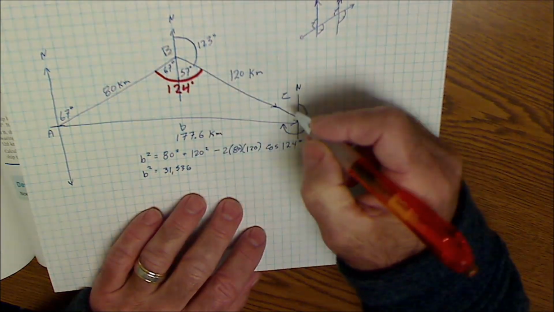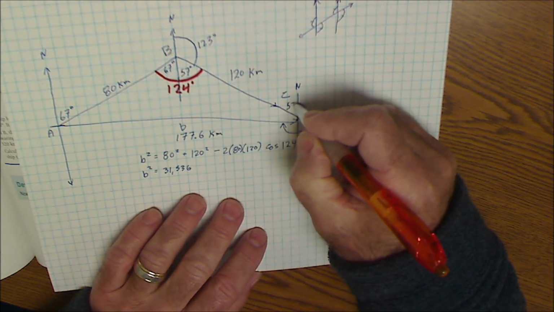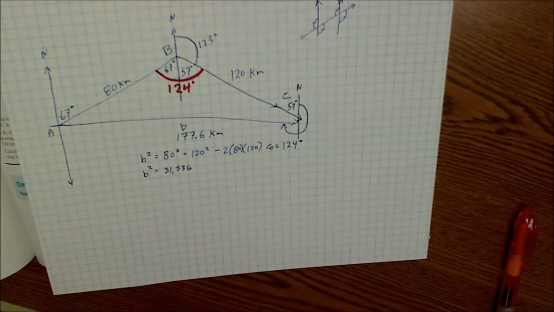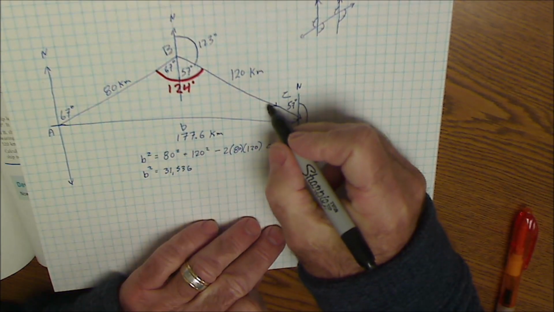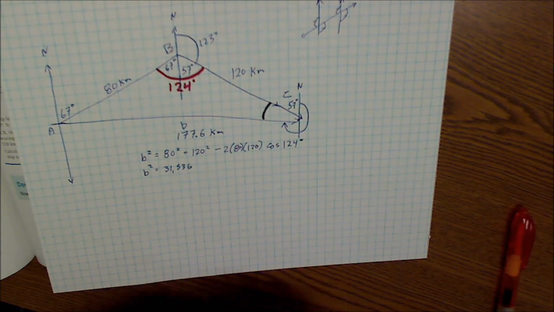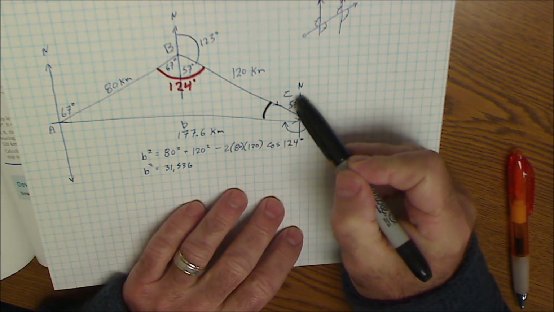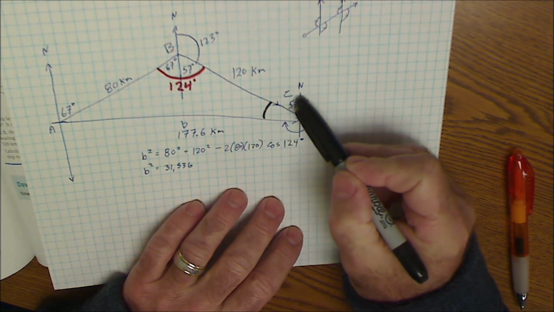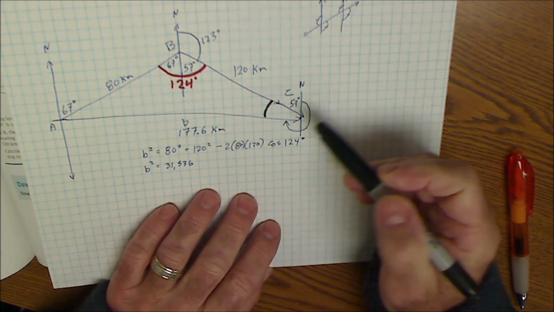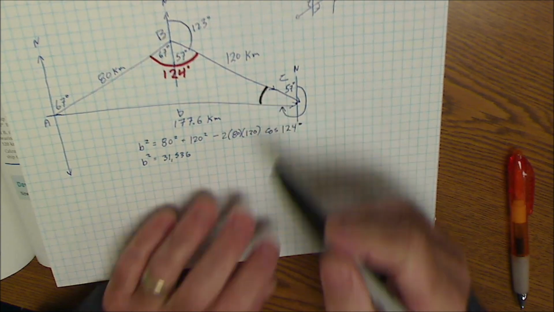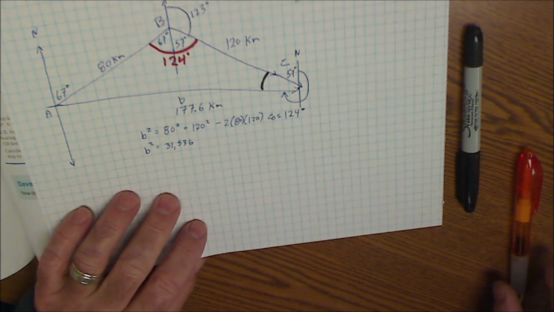So if this is 57 degrees, and I could find the measure of the angle here, that black angle, then I could subtract 57 and that black angle from 360, and that'll give me my bearing off of north. So I want to find that black angle. So now I'm going to use the law of sines.